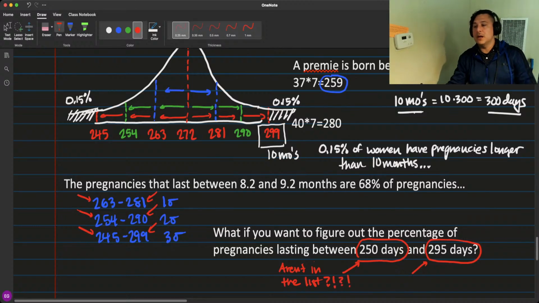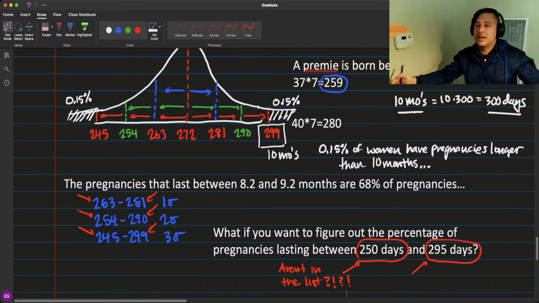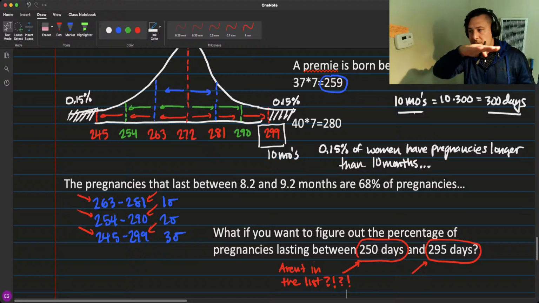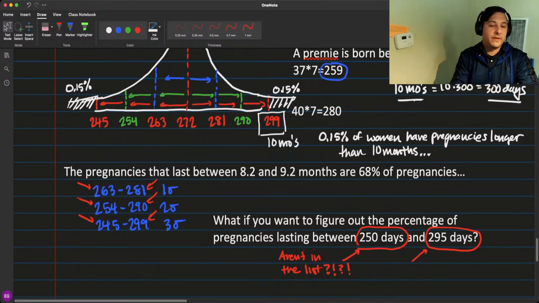Okay, so that's what we're going to talk about today. What about if you need to figure out the proportion of pregnancies between here and here, and the numbers don't fall on that list of numbers that we came up with? So what do you do then? What you're going to have to do is use Wolfram.